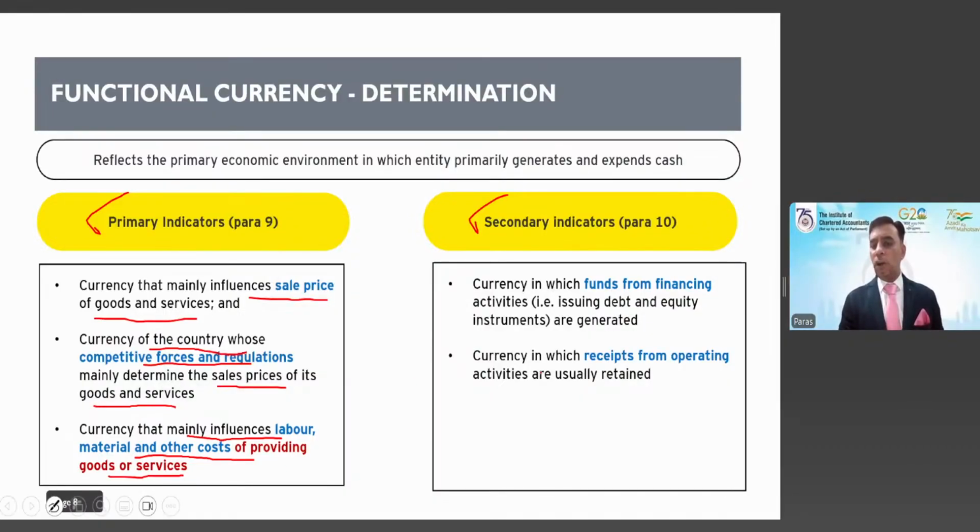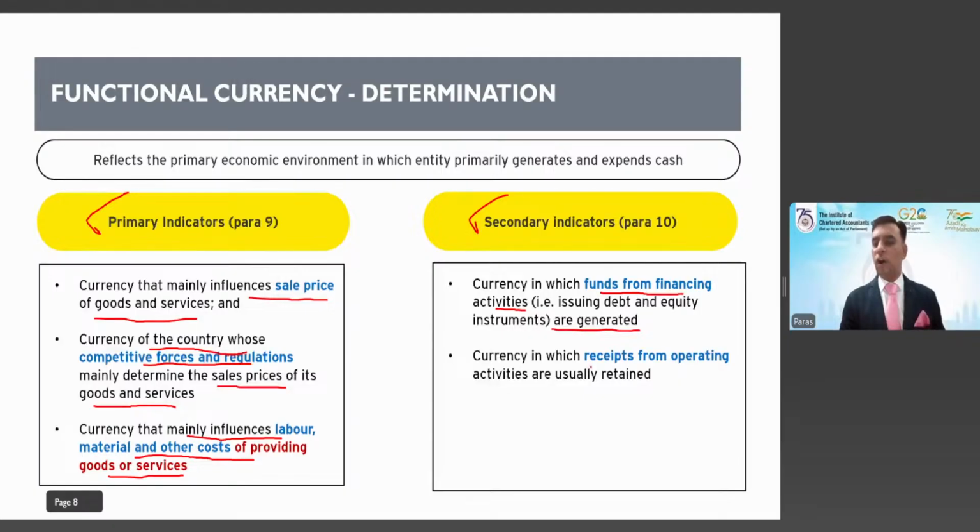Secondary indicators talk about the currency in which funds from financing activities are being generated. So you need to check in which currency promoters are infusing their capital in the entity, in which currency shareholders are infusing their capital in the entity, in which currency the company is raising its long-term loans, right? Whether the company has issued any preference share capital, any bonds, any debentures. If yes, then what is the currency? It is INR or something else, right? In which currency the company has taken working capital loan, in which currency the company has taken long-term loan. So all these criteria regarding the arrangement of funds you need to check.